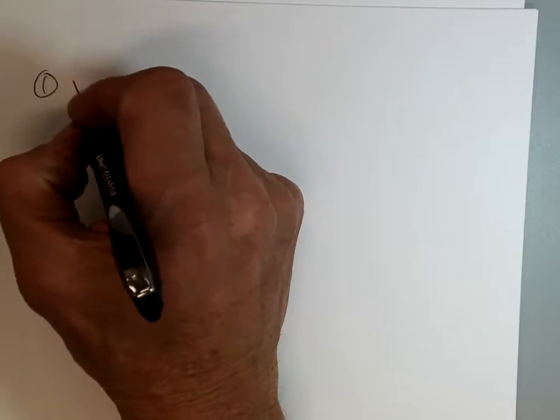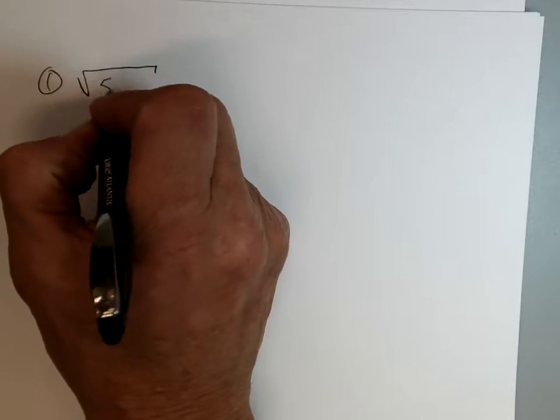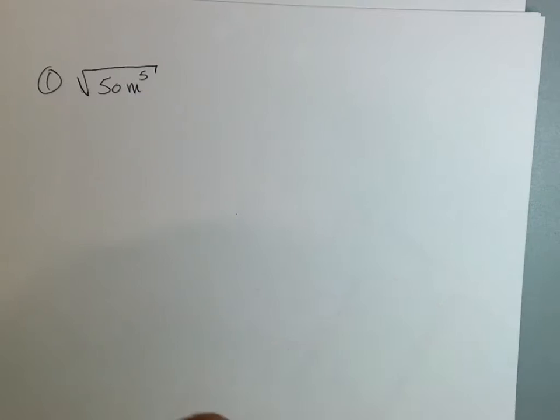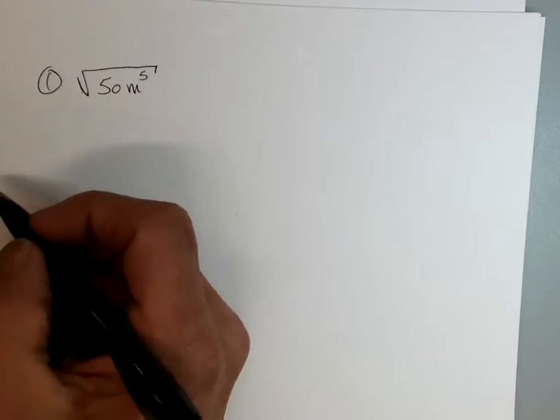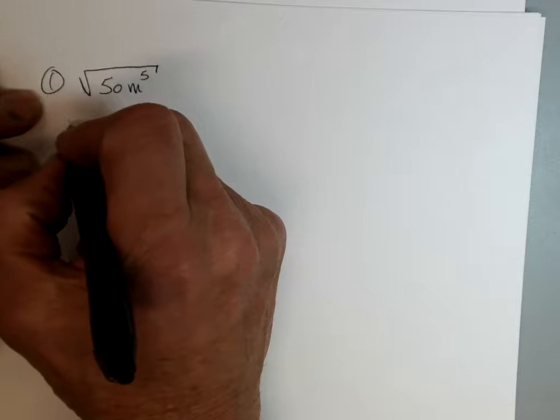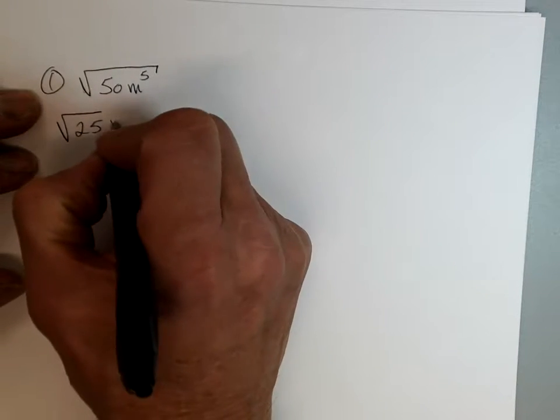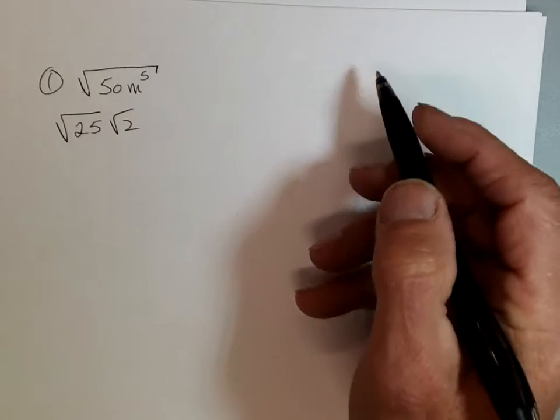So number one, I'm going to do the square root of 50 m to the 5th. Okay, so I got to break it down. Square root of 50 is an ugly decimal, but if I break it down and reduce it, I can get some good numbers. How about 25 and 2? Because that makes 50, and the square root of 25 is 5.